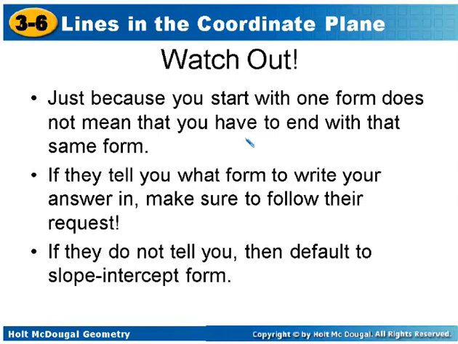Some things to watch out for. You may be given one form, like the point slope form, but you may be asked to rewrite it in the slope intercept form. So make sure you're paying attention to the problem, whether it's on an ACT test, one of my tests, or maybe another math class. Pay attention to what form they're looking for and make sure you write it in that form. But if you're not given a request, you can write it in slope intercept form. If you don't have anything, default to this.